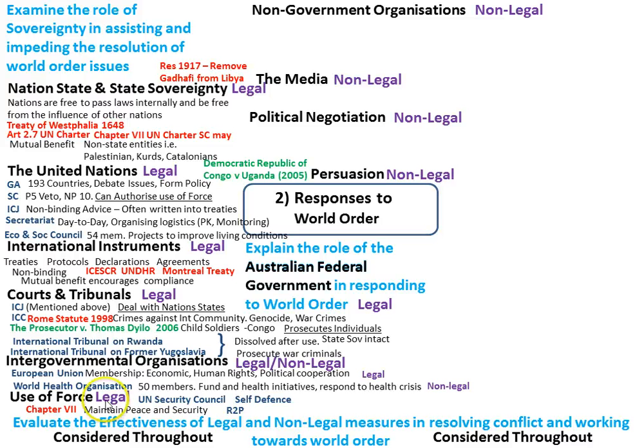So under Chapter 7 of the UN Charter, the UN Security Council can authorize force in order to maintain peace and security throughout the world. Countries under Article 51 of the UN Charter are also able to use force if they are responding to force. So if somebody threatens them militarily, then you're legally allowed to use force in response.